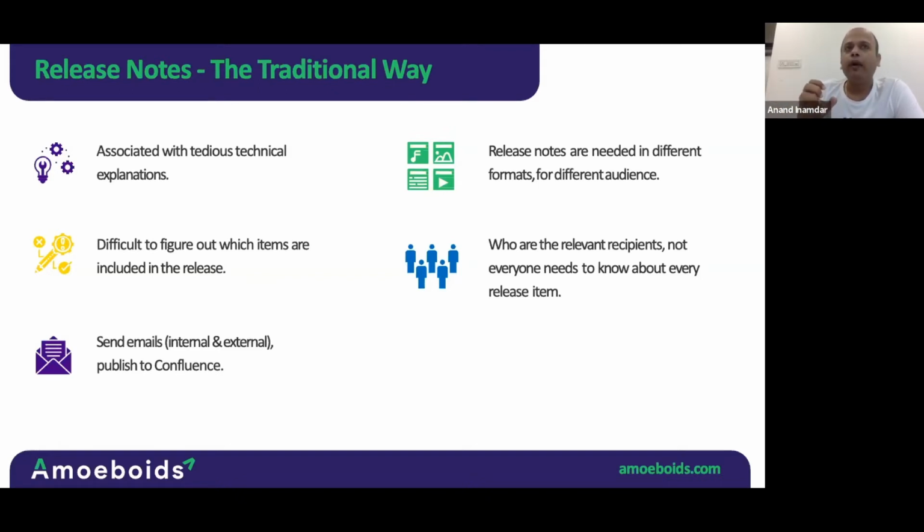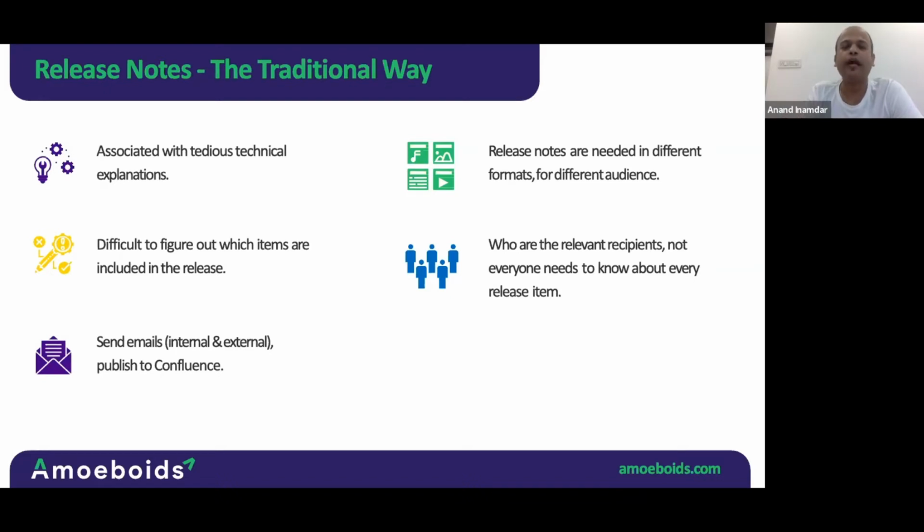But it's never easy to say how many of those, let's say 50 items that went live, need to be included in the release notes, right? It's always difficult. Depending on who the audience is, you'll have to choose the right ones. Who are the relevant recipients and what do they need to know about? These are some of the difficult things that the traditional way does not really cater to. You have to do this manually.